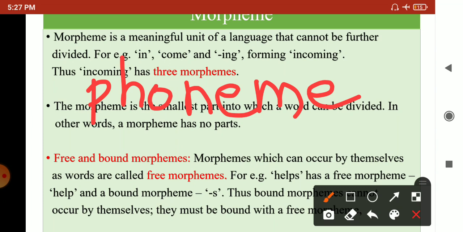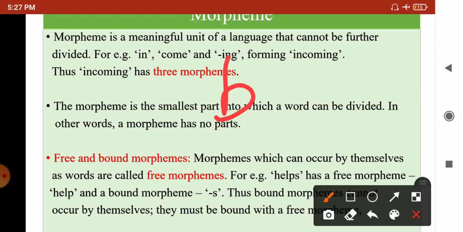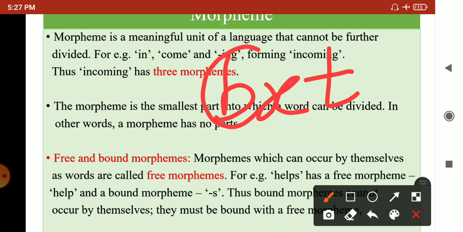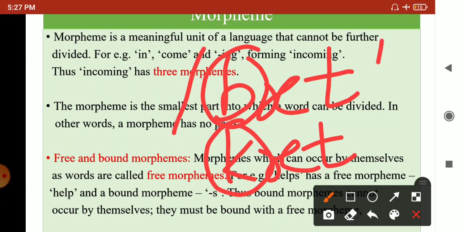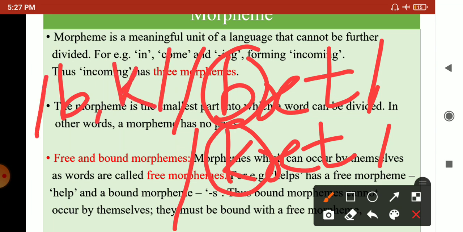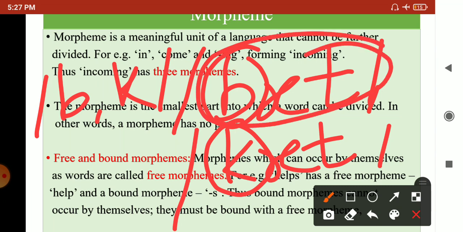So, for example, bat: if you replace b by k, you get a totally different word. So b and k are phonemes. The word could be divided into three sound segments such as b, a, t. But you cannot further divide these sounds b, a and t. They are the smallest sound segments in the language.